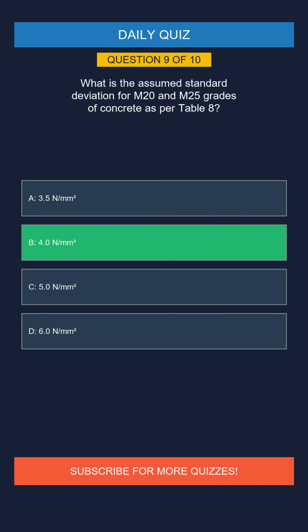Time is up. The correct answer is option B, 4.0 N per square millimeter.